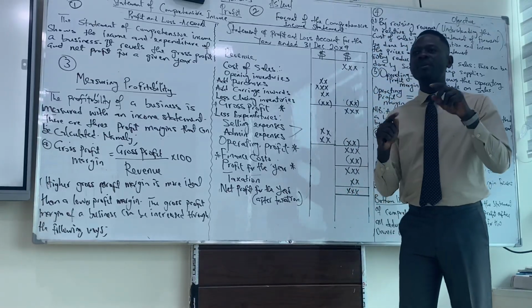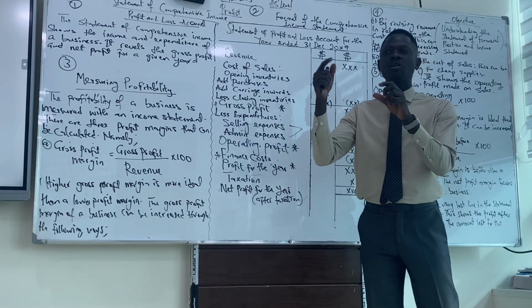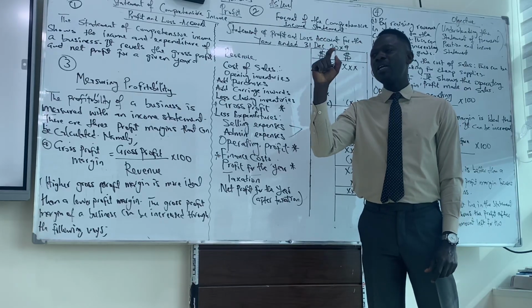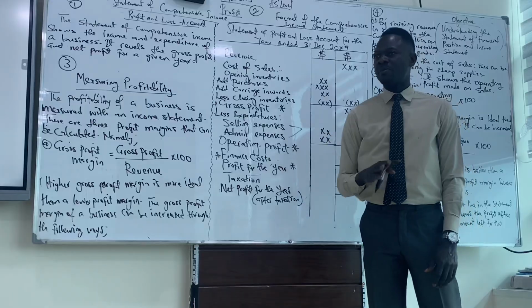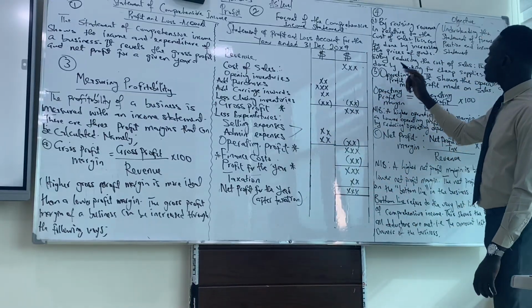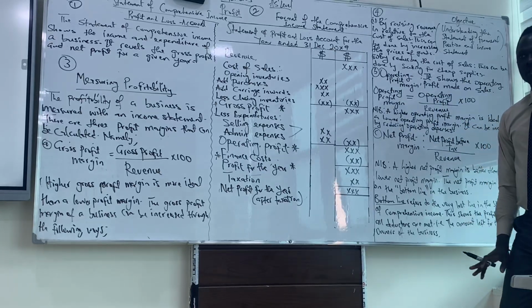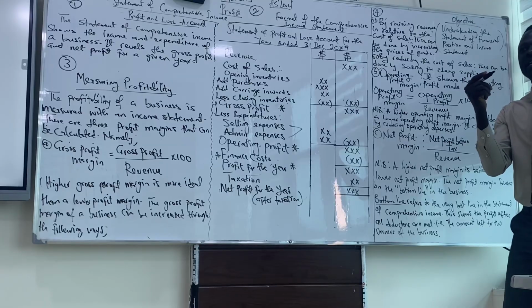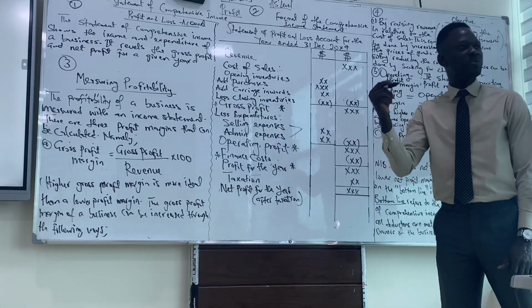Number one, you find a way to increase the price of the product relative to the cost of sales. So if the price of the product is increasing ahead of your cost of sales, it means your gross profit margin would increase. You have a higher gross profit margin. So here I wrote, by raising revenue. To raise your revenue, you have to raise your price. To raise revenue, you have to do what? To raise your price. So if you are able to raise your price ahead of your cost of sales, you are expected to have a high gross profit margin.